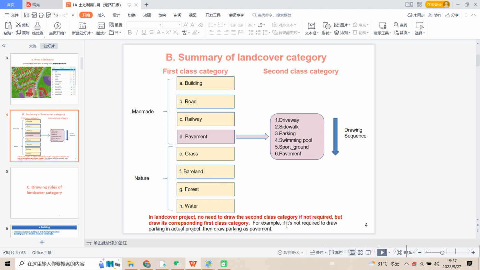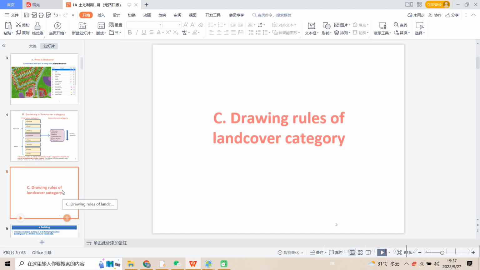In the Landcover project, there's no need to draw the second class category if not required, but draw its corresponding first category, which is the pavement. For example, if it's not required to draw parking in the actual project, then draw the parking lot as pavement. Next, let's move to the drawing rules of the Landcover categories.